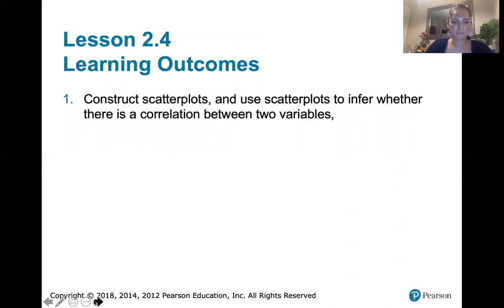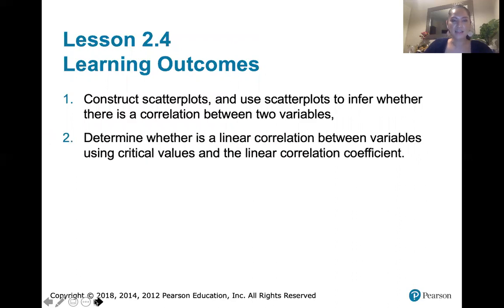But we will look at some scatterplots and use those to infer whether there's a correlation between two variables in these videos. Our next learning outcome is to determine whether there's a linear correlation between variables using critical values and the linear correlation coefficient. So we'll talk about what the linear correlation coefficient is, and we'll talk about critical values and how to use critical values to determine whether or not there's a correlation.